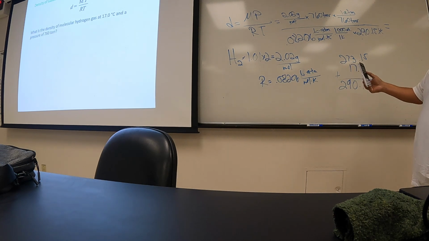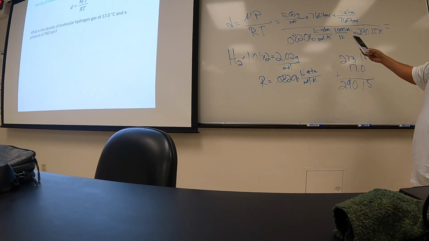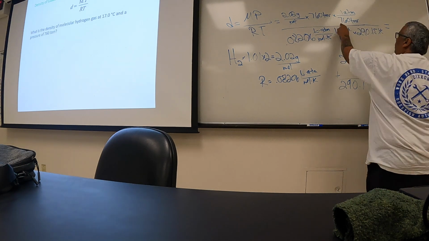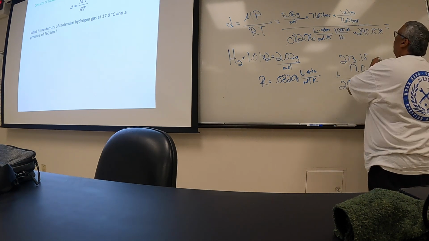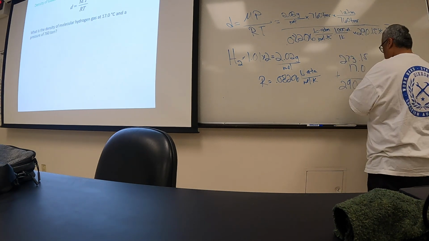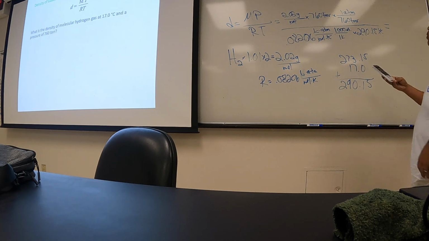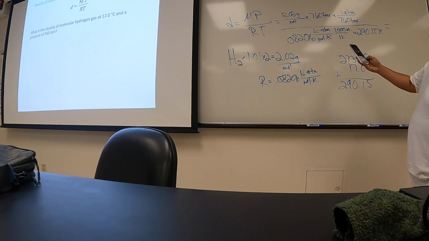Because it's such a short lecture day, I'm going to calculate these. So 2.02. This is going to basically cancel each other out, so I'm not even going to bother with this. So 2.02 divided by 0.08206.